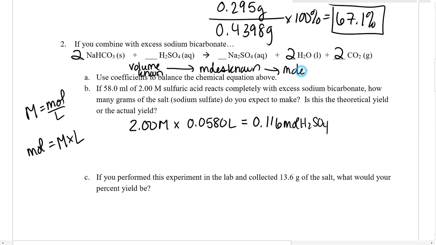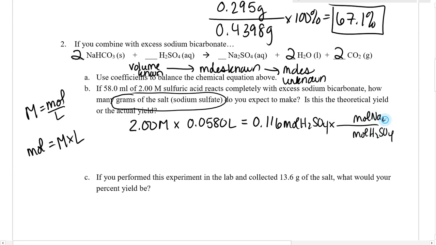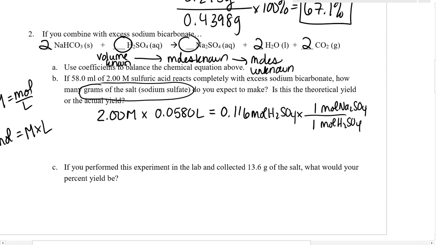Second step is always to use your mole ratio to convert moles of known to the moles of your unknown, the thing you're trying to find. In this case, what I'm trying to find is grams of sodium sulfate. So I want to convert moles of H2SO4 into moles of the thing I'm trying to find, which is the Na2SO4. And if I look at my chemical reaction, it looks like it's a 1-to-1 ratio, so that's easy.